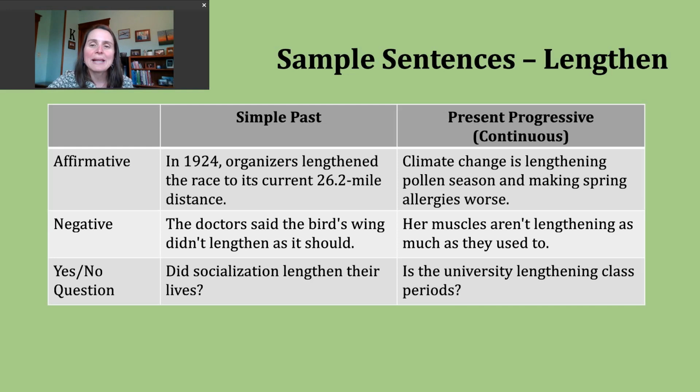Finally, let's talk about making a yes or no question in the present progressive or present continuous. To do this, I start with a present form of be. Whichever form matches my subject, that subject comes next, then the ing form of the verb. Here's another example. Is the university lengthening class periods?